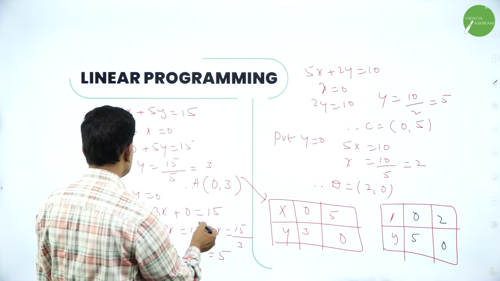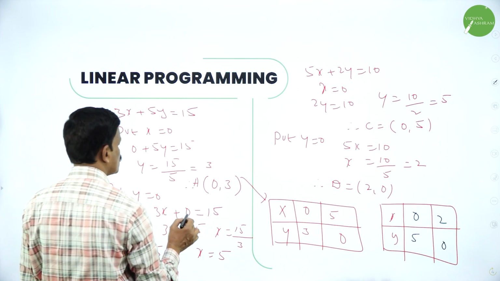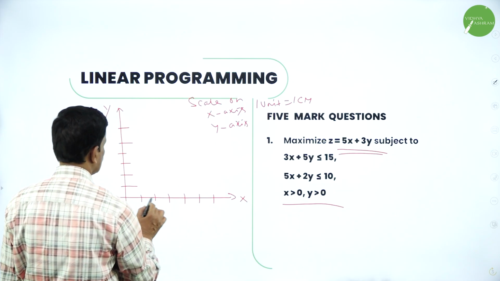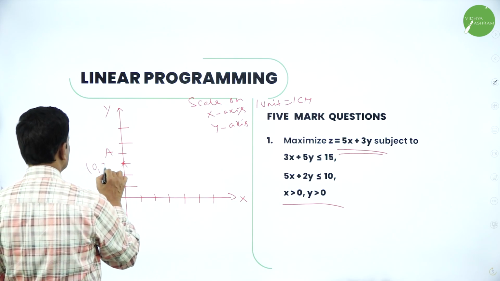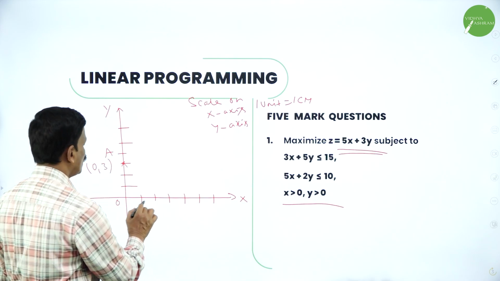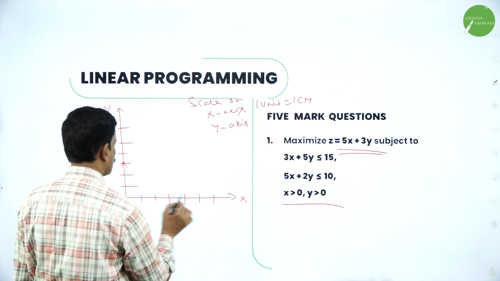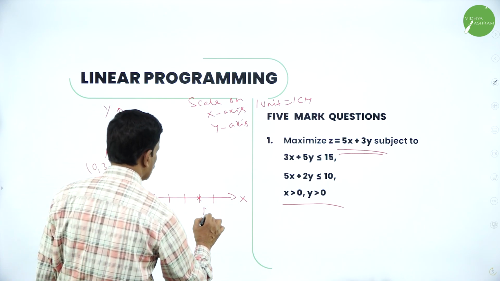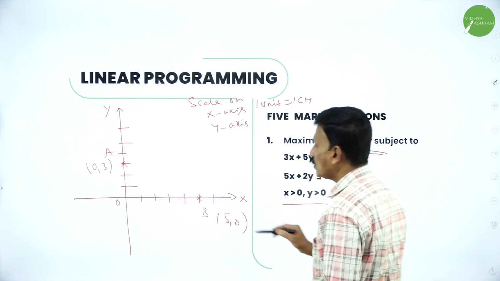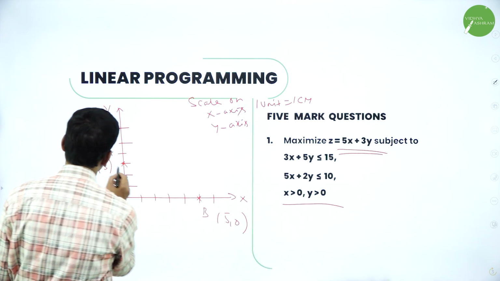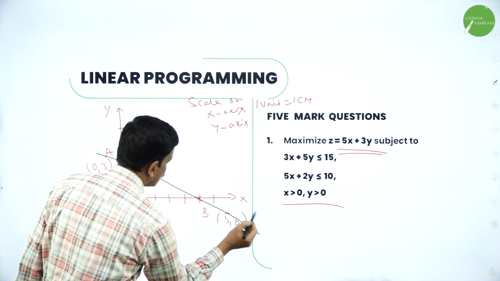Now what is the first point? So the first point is when x is equal to 0, y is equal to 3. 1, 2, 3. This is A, (0, 3). So when x is 5, 1, 2, 3, 4, 5, y is equal to 0. This is B, (5, 0). Now let us join these 2 points with a straight line. So we are going to get a straight line like this.